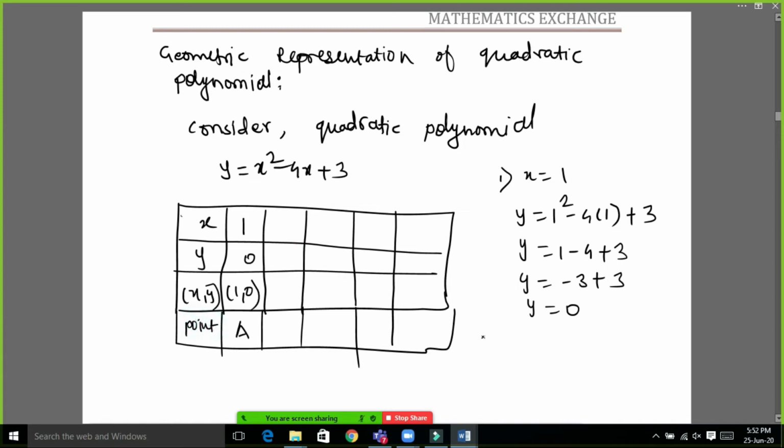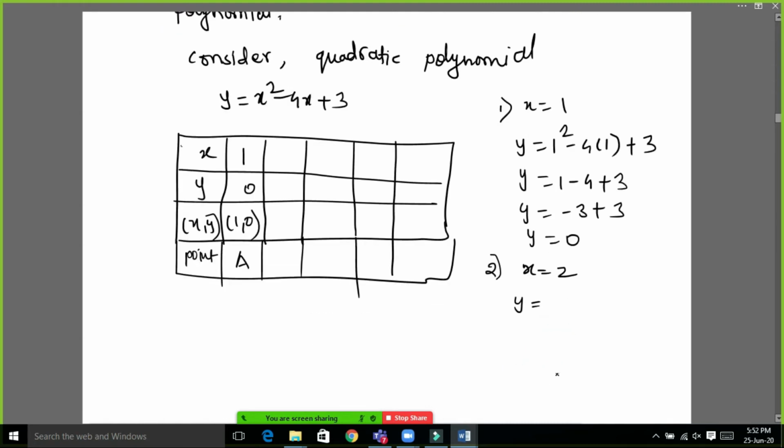Now second, for x is equal to 2, suppose. So substitute x is equal to 2. So y is equal to 2 square minus 4 into 2 plus 3. So y is equal to 4 minus 8, 4 minus 8 is minus 4, plus 3, that is minus 1. So y is equal to minus 1. So when x is equal to 2, y is equal to minus 1. So 2 comma minus 1 is another point. Let it be represented by B.